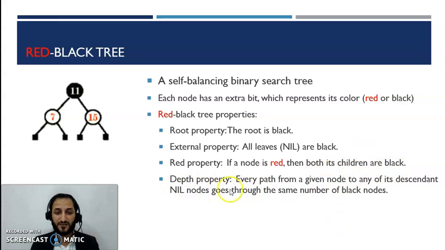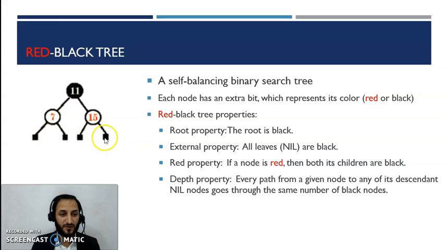And finally, the depth property: every path from a given node to any of its descendant null nodes goes through the same number of black nodes. So, for example, in this red-black tree, the root is black, and that will fulfill the first property.